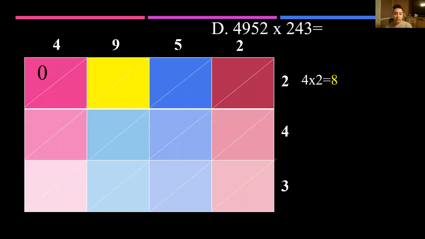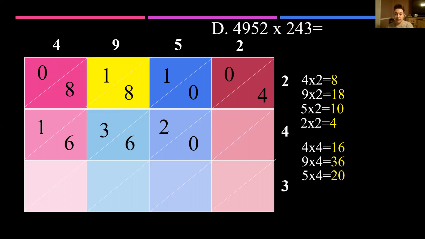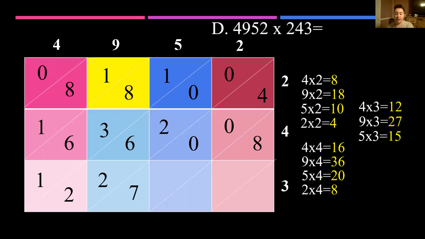So 4 times 2 is 8, 9 times 2 is 18, 5 times 2 is 10, and 2 times 2 is 4, and then 4 times 4 is 16, 9 times 4 is 36, 5 times 4 is 20, 2 times 4 is 8, 4 times 3 is 12, 9 times 3 is 27, 5 times 3 is 15, 2 times 3 is 6. So now we just add them together.